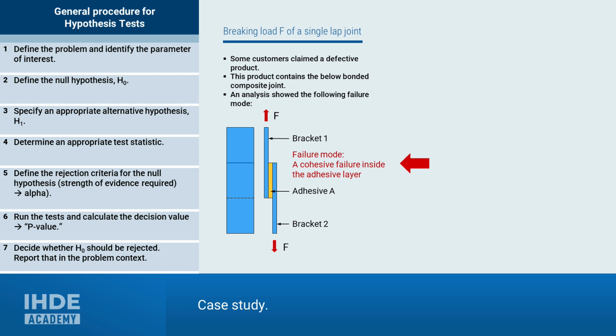An important feature of this assembly is the breaking load. If the force is too high, the adhesive will fail. The failure mode is a cohesive failure of adhesive A. In the following, we will follow the step-by-step procedure for hypothesis testing shown on the left.